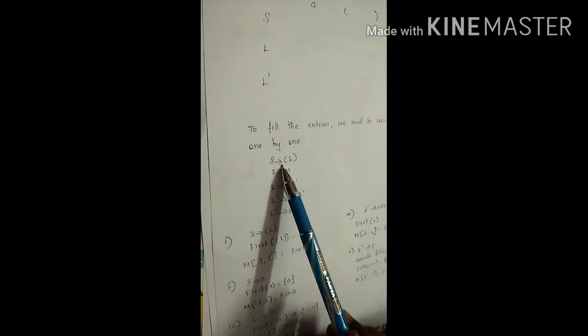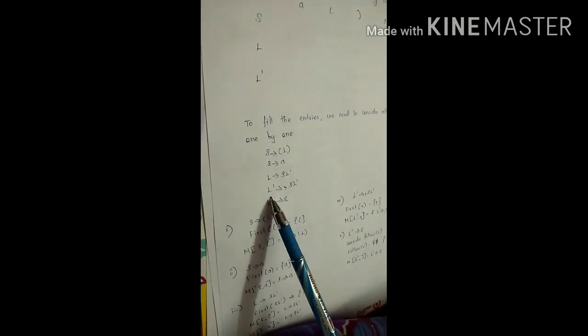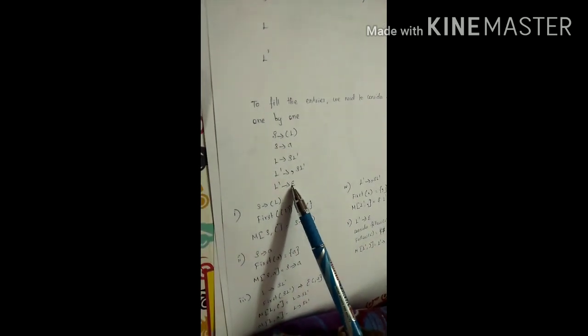So consider the productions one by one. First production is S tends to open bracket L close bracket. Second one is S tends to A. Third one is L tends to SL dash. Fourth one is L dash tends to comma SL dash. And the last one is L dash tends to epsilon. So consider the first production.